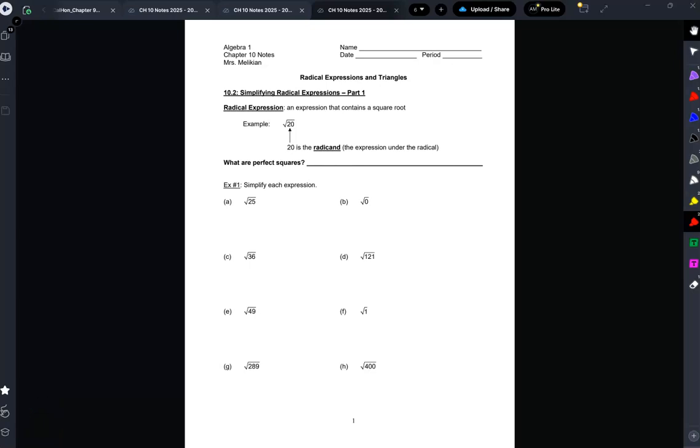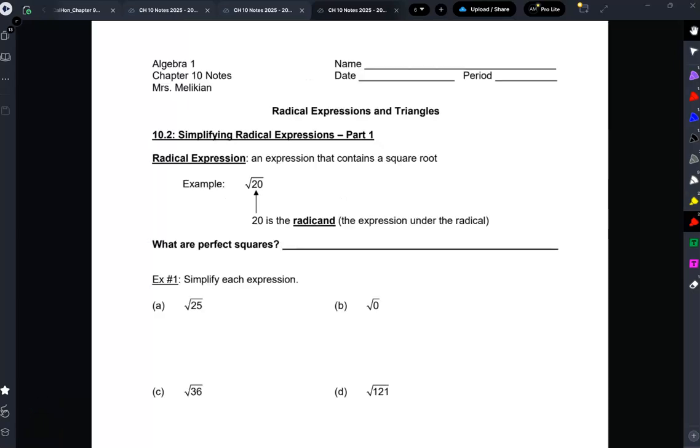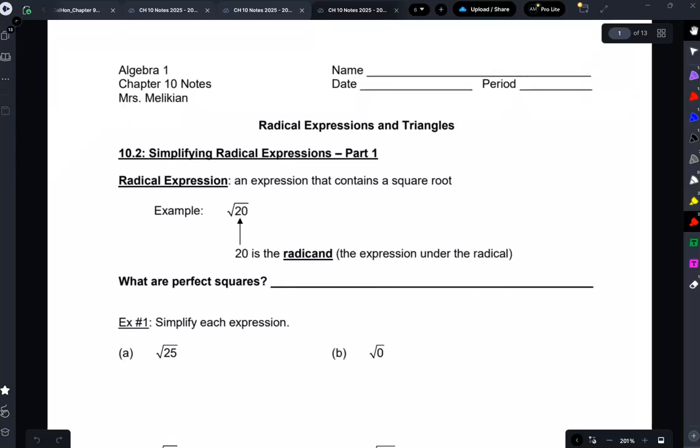We are going to start with chapter 10, and we're starting with 10.2. So let's go ahead and talk about these radical expressions. First of all, a radical expression is something that has a square root. All right. Now take a look at this one. Here we have the square root of 20.